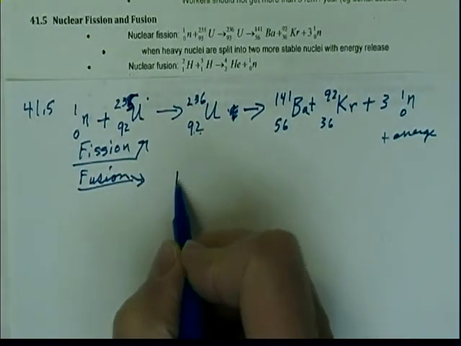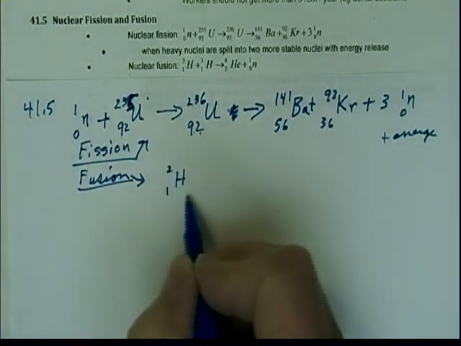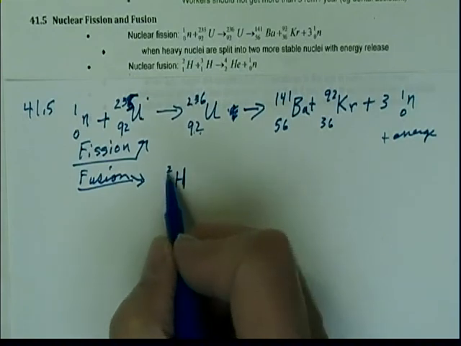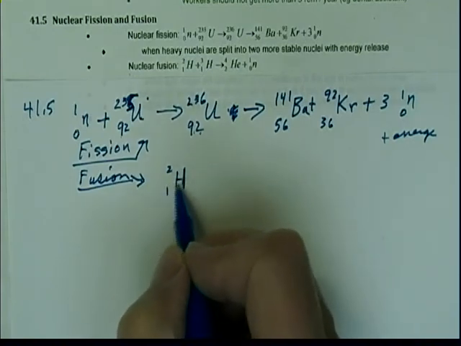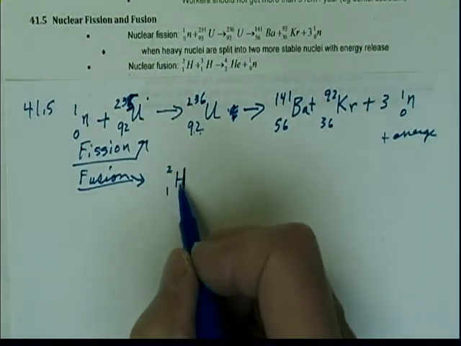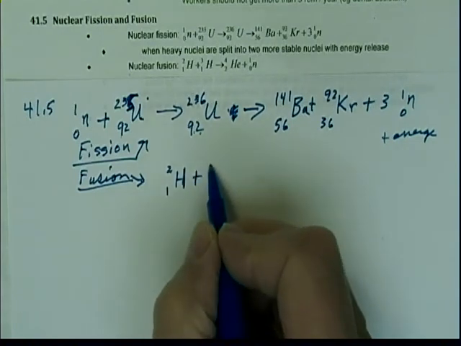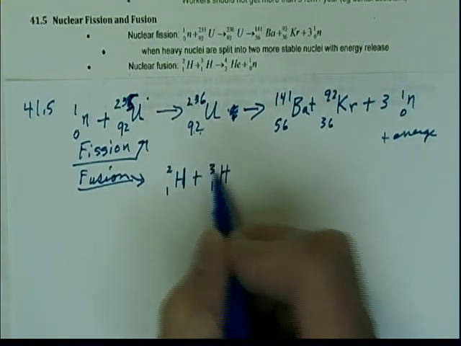Here I'm going to take hydrogen, 1, 2. Well, what is that? That's not regular hydrogen. Most regular hydrogen is just 1 proton, and that's it. Well, this is a proton and 2 neutrons together. This is a very heavy form of hydrogen, plus 1 H3.